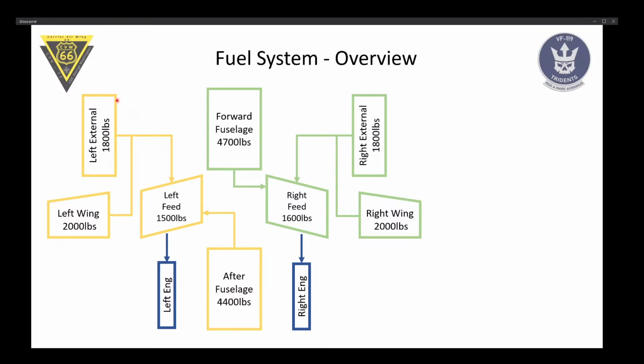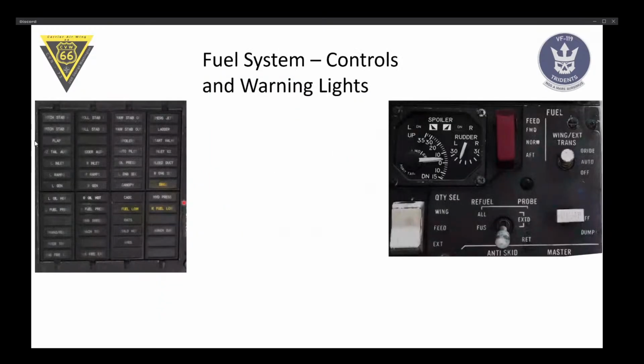Now this is the normal mode of operation. We have a left system and a right system, which are completely isolated, each providing fuel. The order is first the external tanks are getting sucked dry, then the aft or forward fuselage tank is getting depleted, and then you have whatever you have left in the feed tanks. But we also have some backup systems and controls in case we have failures.